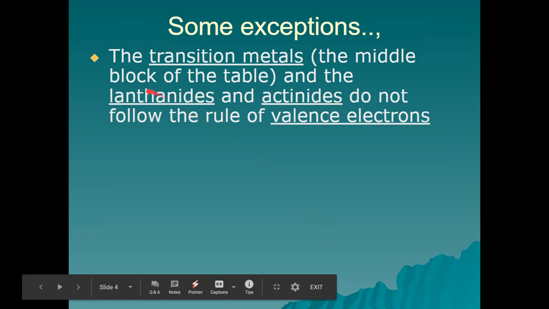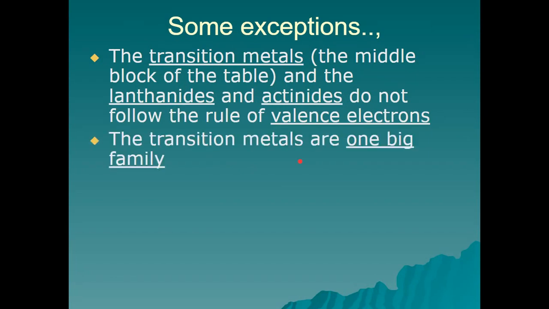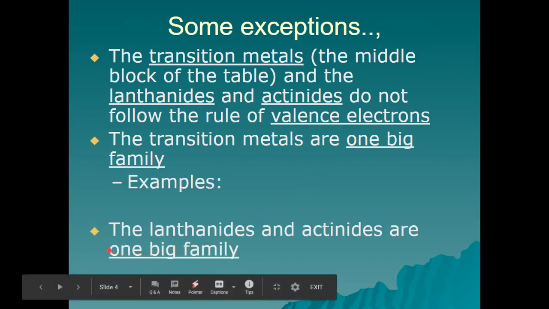Some exceptions, and important to understand this: the transition metals, the ones in the middle block of the periodic table, and the lanthanides and actinides, which are within the transition metals. They happen to be those ones that get slotted beneath the periodic table because they would make it too wide. They don't follow the same valence rules that we're going to talk about here. The transition metals are one big family, and the lanthanides and actinides are one big family as well.